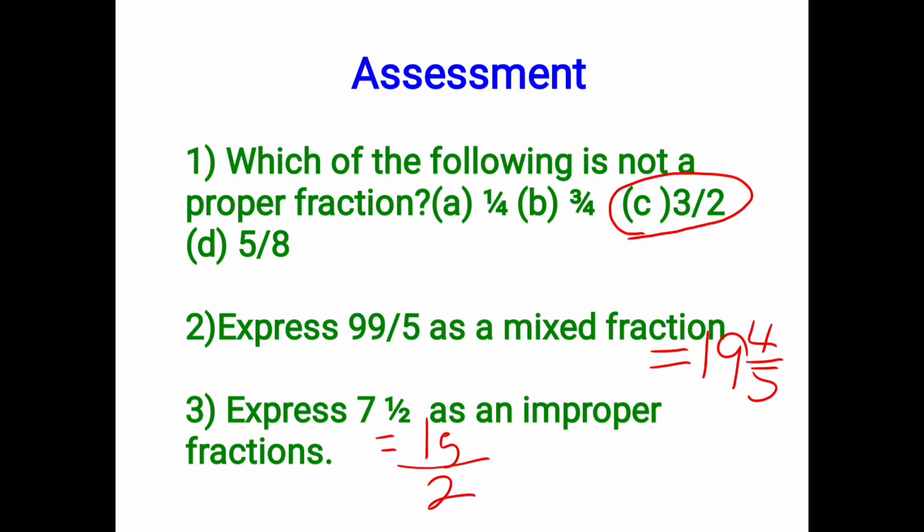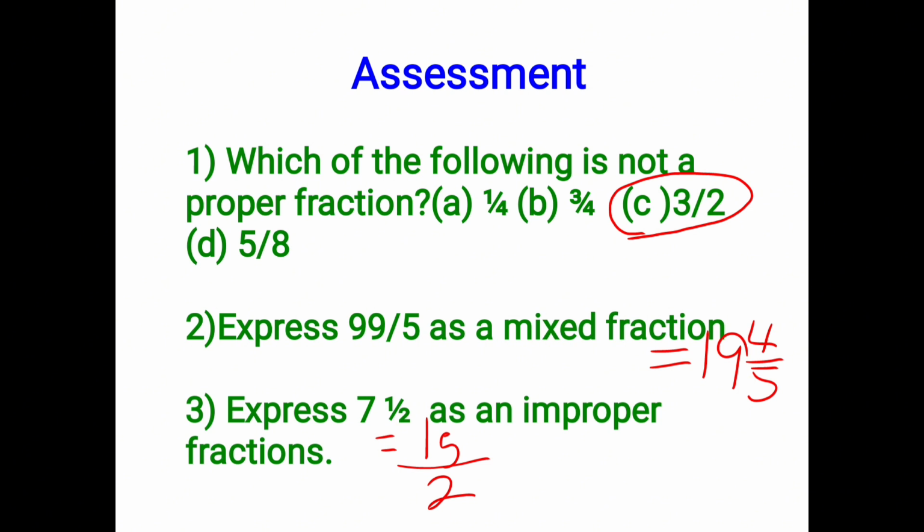The first one says, which of the following is not a proper fraction? We have 1 over 4. 1 over 4 is a proper fraction because the denominator is bigger than the numerator. Same thing goes for 3 over 4 and 5 over 8, right? Very good. The only fraction that is not a proper fraction here is 3 over 2, and that is because your denominator, which is 2, is smaller than the numerator. Do you understand? Very good.